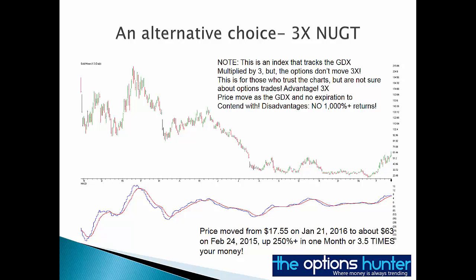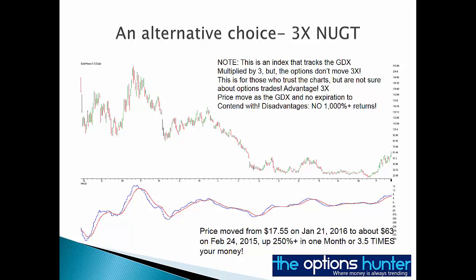Well, the price of this index just over the course of about the last month or so has moved up 250%. So for those of you who understand your math from elementary school and junior high school or whatever, you know that's 3.5 times your money without using options at all. So an investment of $100,000 would have been $350,000 just in the last month, with the same influences that affected the gold miners index itself, the GDX, but this is a leveraged index.